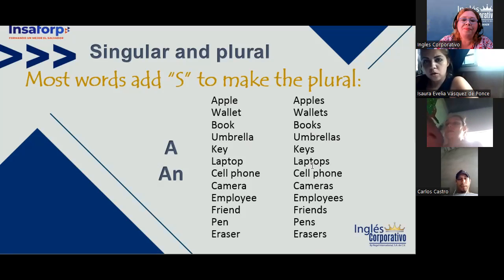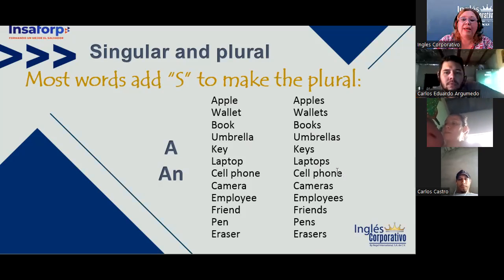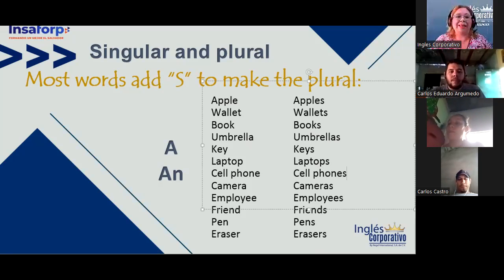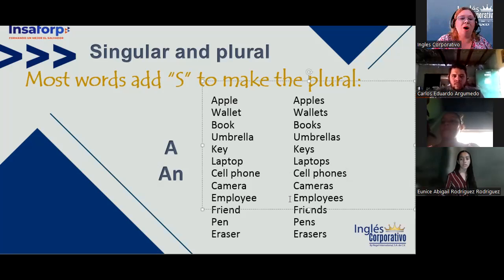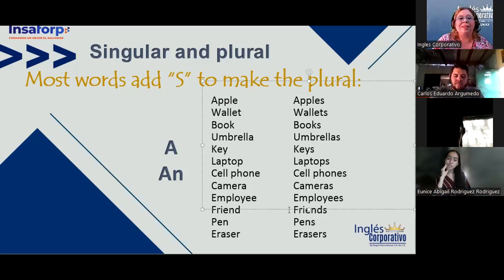These are keys. These are, a ver, laptops. ¿Cuál sigue? Aquí falta la letra. These are cell phones. Is cell phone. Tenemos que agregarle la letra S a la segunda palabra. Ok, no voy a decir cells. Voy a decir cell phones, porque cell aquí es como un adjetivo del nombre. Algo que está explicando qué tipo de teléfono es, ¿verdad? Entonces decimos, these are cell phones. These are cameras. These are employees, empleados, ¿verdad? These are friends. Ok, ¿cómo diríamos el siguiente? These are pens. Excellent.